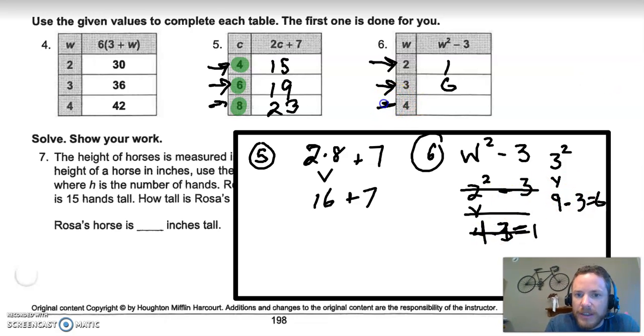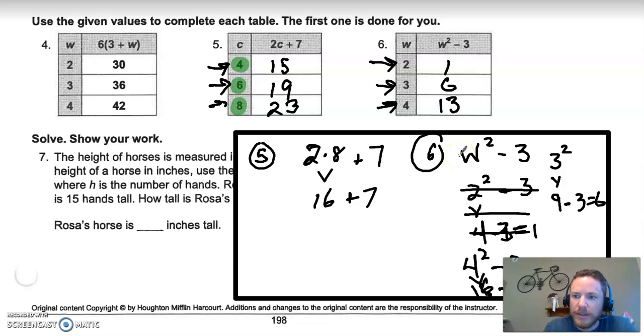My last one's going to be 4 squared, so I'm going to do it way down here. 4 squared minus 3. 4 squared is 16 because it's not 4 times 2, it's 4 times itself. And 16 minus 3 is 13.